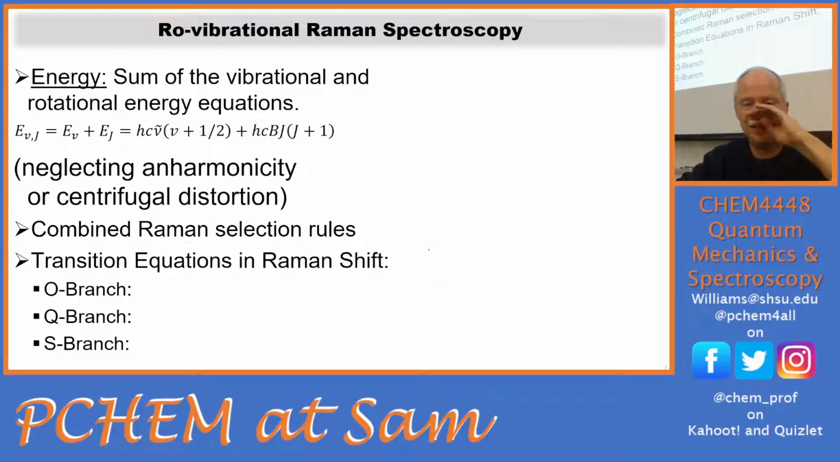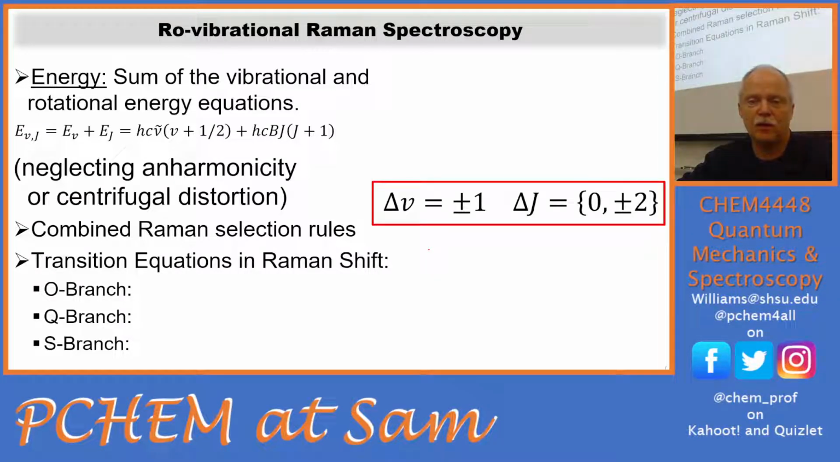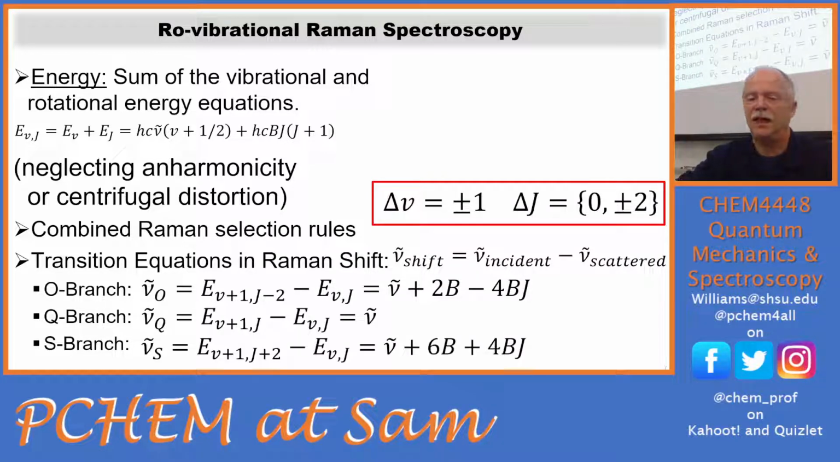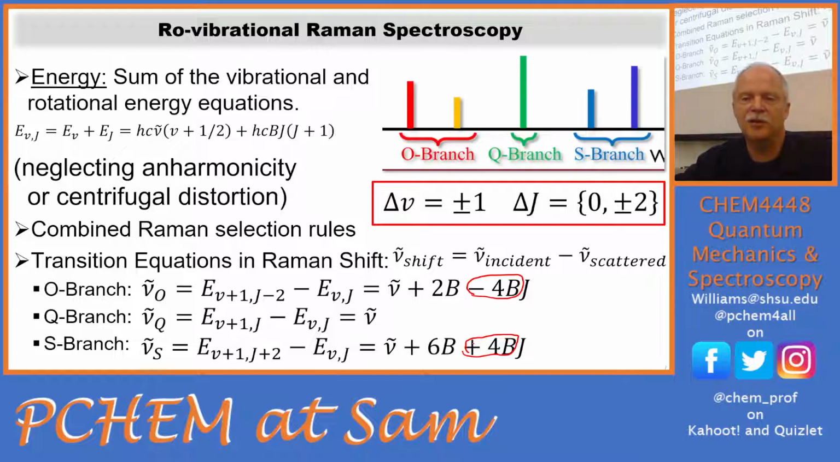So here are the transition equations for those. We have those selection rules. We can take those energy equations and put in delta J plus or minus 2 and 0, and we get the O lines, the Q lines, and the S lines. And notice now we have a bigger spacing right here, this 4B. So instead of 2B, the O lines drop by 4B, and the S branch lines grow in frequency by 4B. So in our spectrum, we would have that O, Q, and S lines.